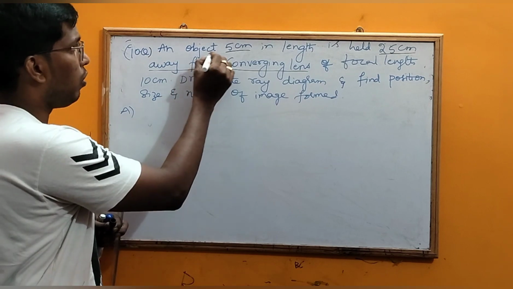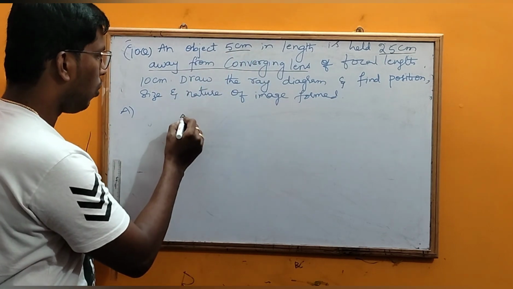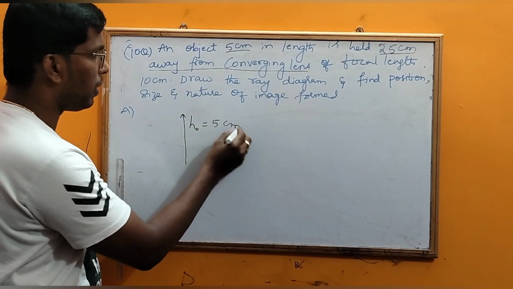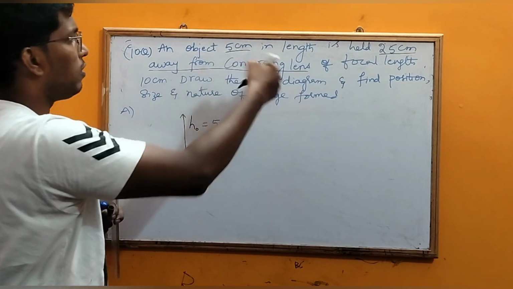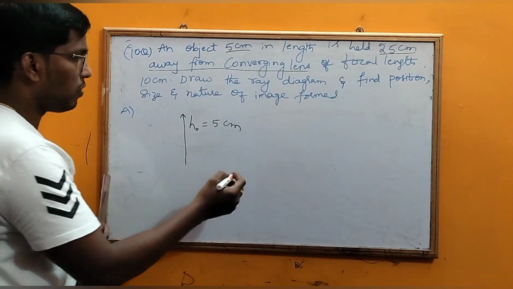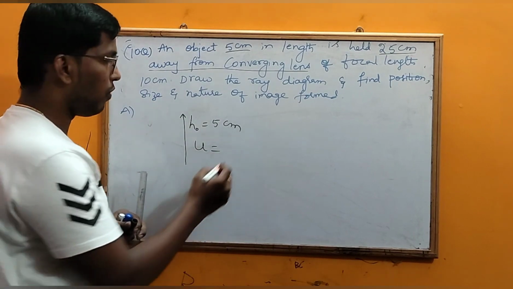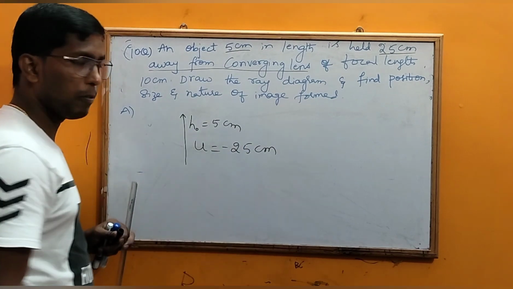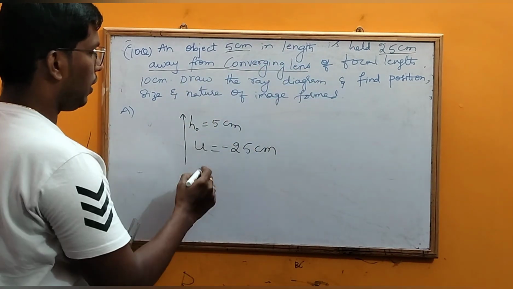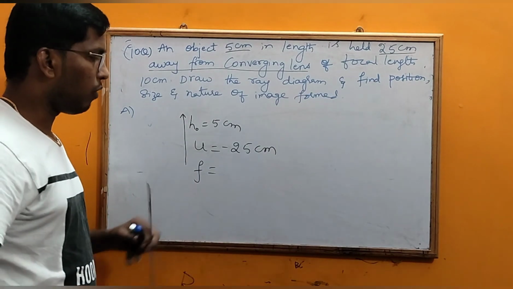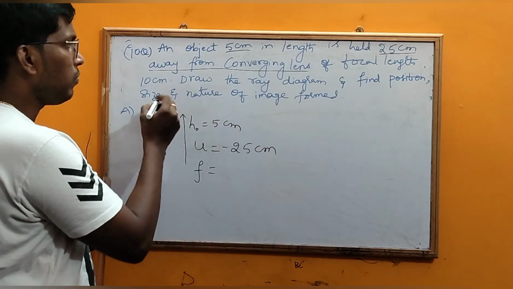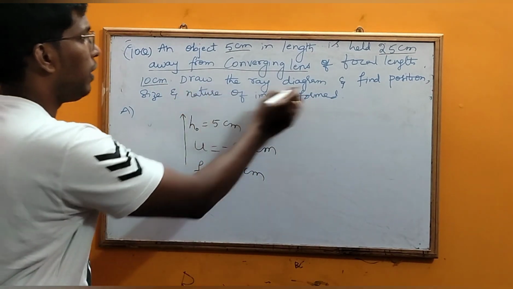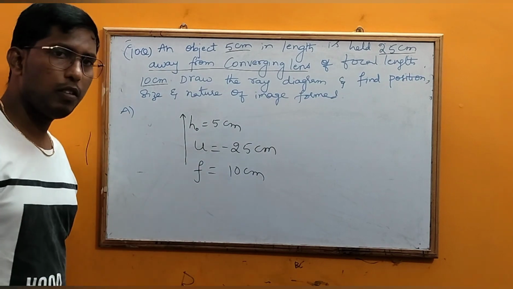So see here, the object is 5 centimeter in length. It means the object height h0 is given, h0 is equal to 5 centimeter, and it is held at 25 centimeter away from the lens. It means the object distance is 25 centimeter, minus, and also the focal length f is given, for convex positive, so 10 centimeter. These are the values given in the question. He is saying to draw the ray diagram using these values.